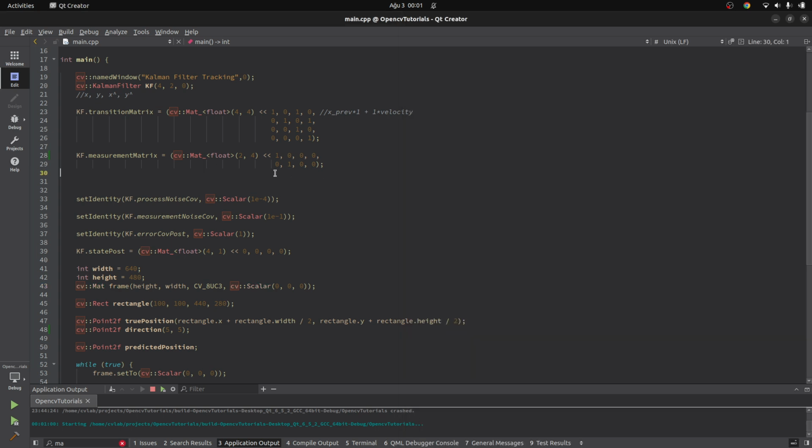Let's stop here and focus on the measurement matrix. There are two rows in this matrix. The first one is controlling the x dimension, and the second is controlling the y dimension. We will understand this more clearly in the code part, but the first column is always controlling the x dimension, the second is the y dimension, the third is the x velocity, and the last one is the y velocity.